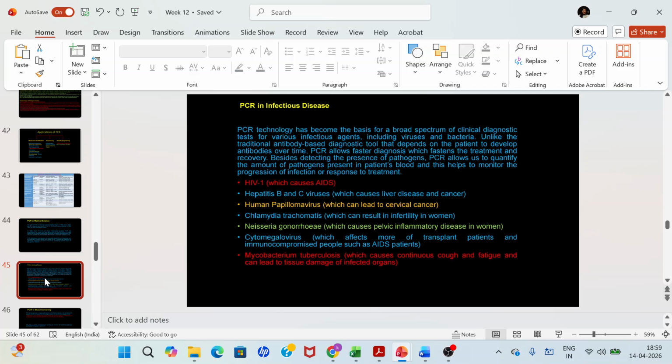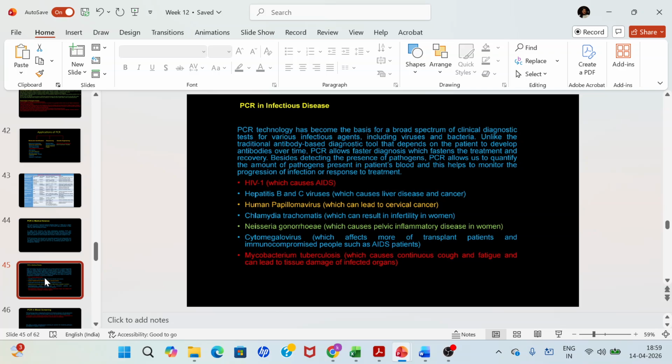So, in infectious diseases, PCR helps in the monitoring of the progression of the infection. For example, for HIV, as it was also used in the case of SARS coronavirus 2. In that case also PCR helped a lot. It is a very well known example.